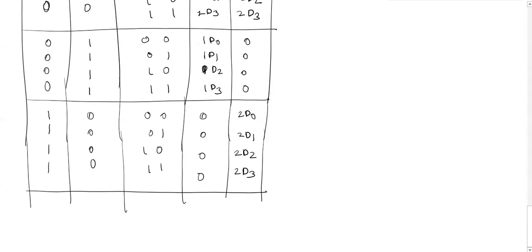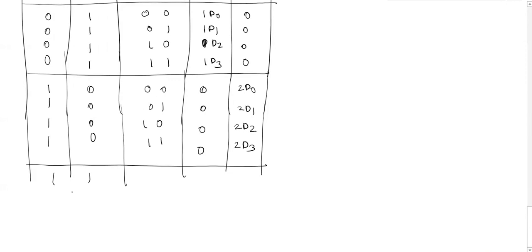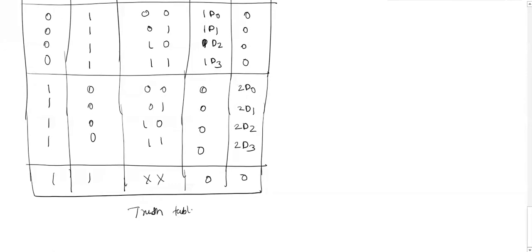When both the enable inputs are 1, at that time whatever the select lines have as input is not going to be considered and the multiplexer 74153 gives the output as 0. This is the truth table of 74153, the dual 4:1 multiplexer.